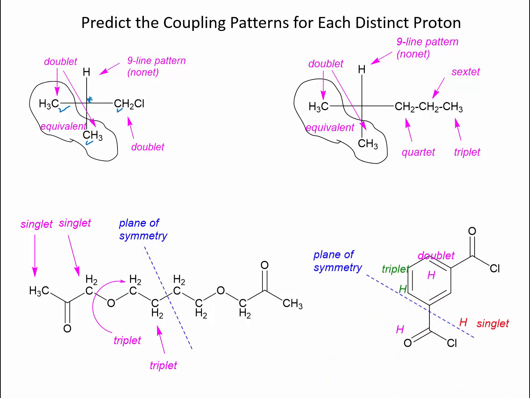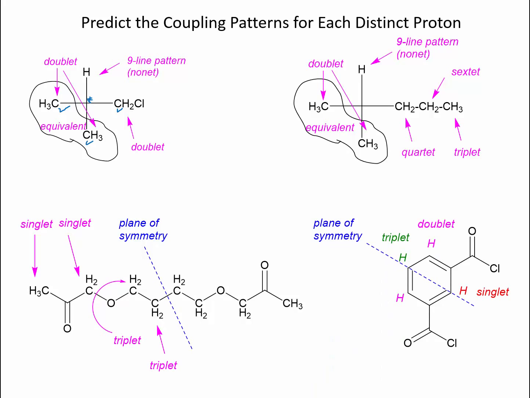Okay, and finally, let's look at this aromatic system here. We'd expect this hydrogen here to be a singlet. These two would be a doublet because the only adjacent hydrogen is the one that I've shown here in green. These are equal to each other, so the peaks for this hydrogen would be twice as large as for either of these. This hydrogen here would be a triplet because there's 2 hydrogens on the adjacent carbon. There's a plane of symmetry in this molecule as well.